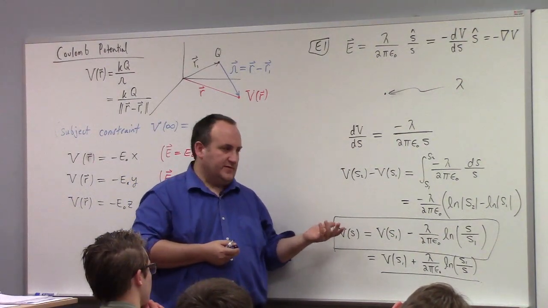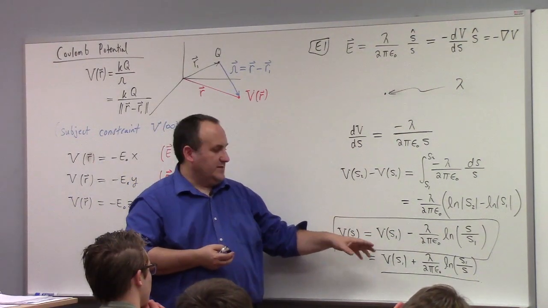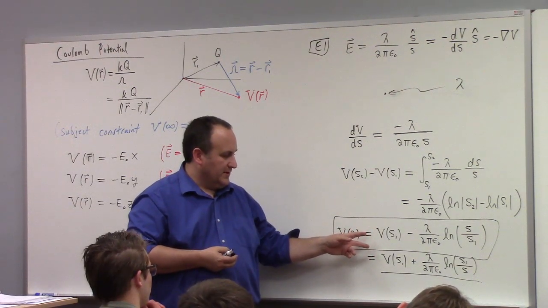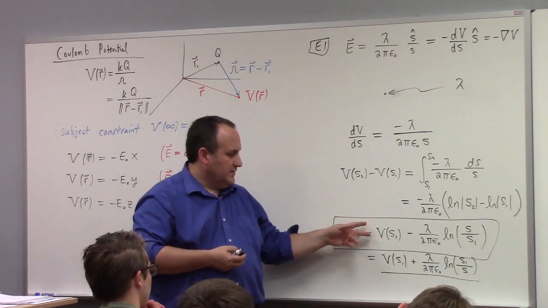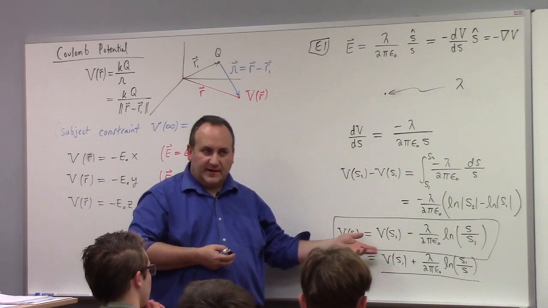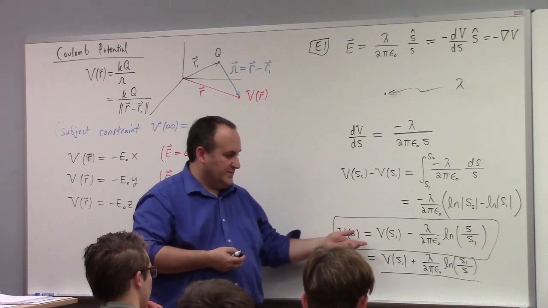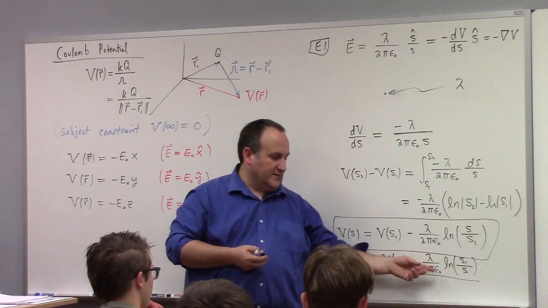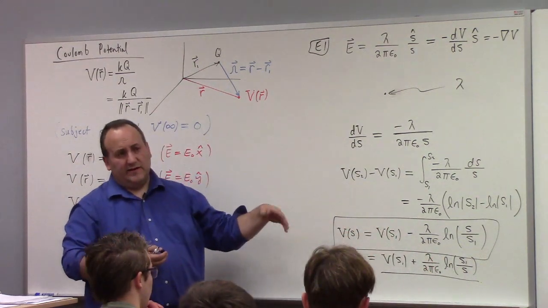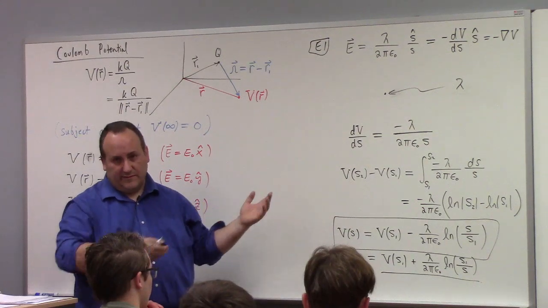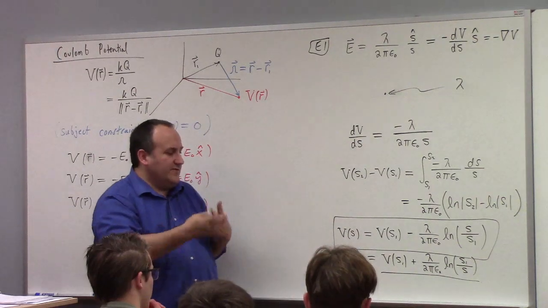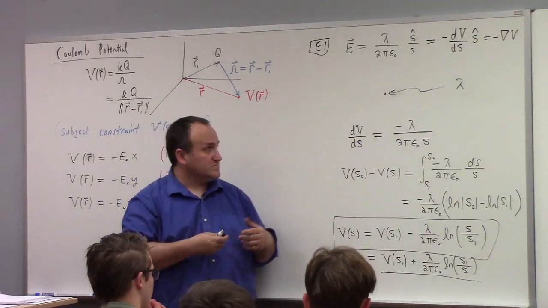So then what happens as S goes to infinity? Well, think about this formula, right? S1 is basically the deal that we could make the voltage at S1 be 0, for instance. And then this formula simplifies to just lambda over 2 pi epsilon naught natural log of S1 over S. So when you put S1 in, you get natural log of 1, which is 0, so that's consistent. But anyway, you always have the freedom to shift the voltage wherever you want.